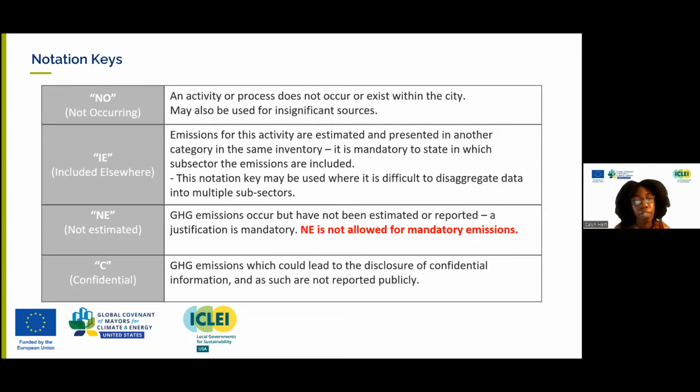And lastly, there is the confidential notation key. This is again for any type of information that is confidential to some group. So if you're a city with a very large commercial business or very large industrial business, and they are the only one in your community, that data can very often be confidential and not be something that you want to report out. So you are able to use that confidential notation key for some of those sectors.